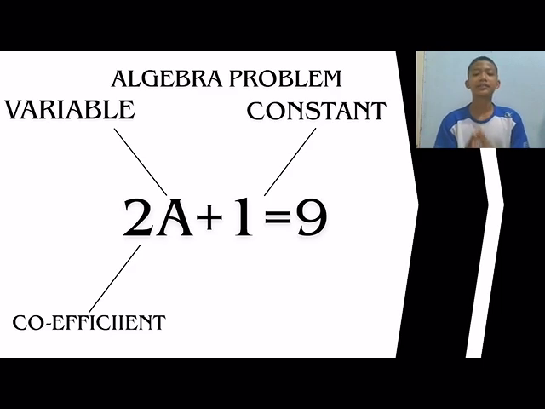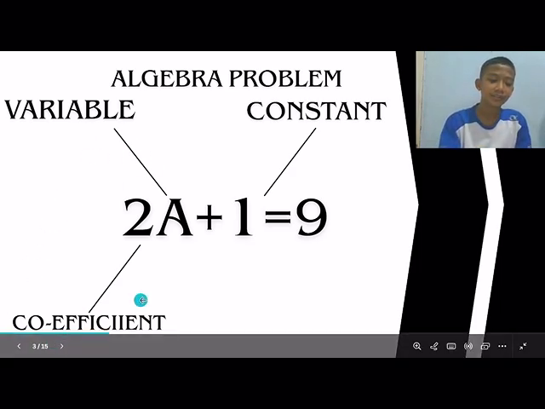And then there is the coefficient. The coefficient in this algebra problem is the number 2 beside the A. It's called a coefficient because it represents how much the variable is multiplied by.